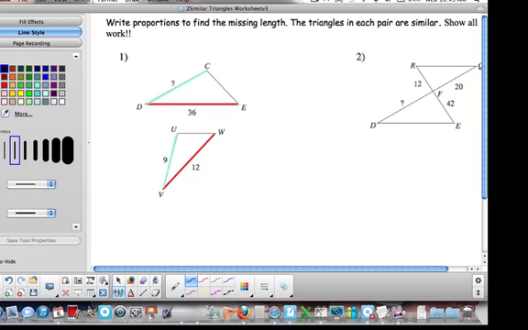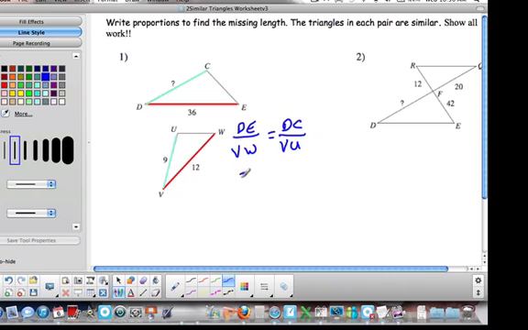So if we're going to write our proportion, it's going to be DE over VW is equal to DC over VU.